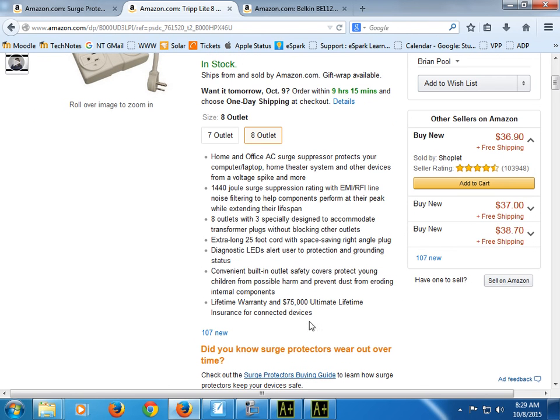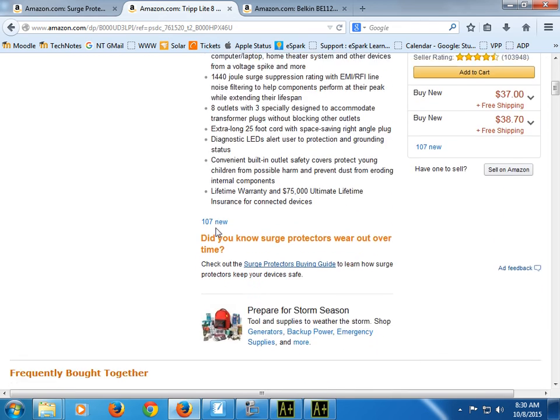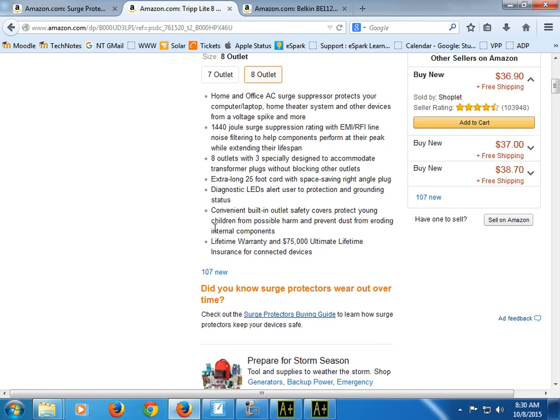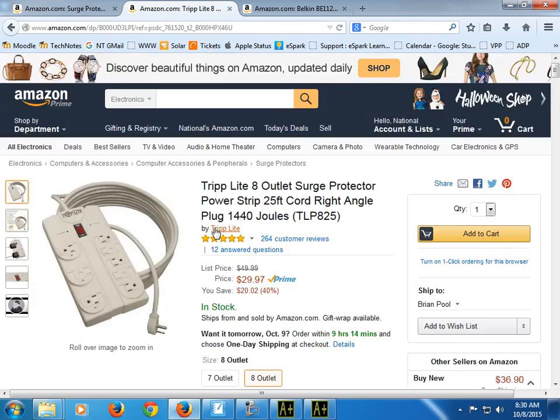$75,000 warranty, and I'll be honest, I'm paying more attention to that than anything else, because I'm getting it to really make sure I don't lose my device. But I don't see how many joules it suppresses. All of them just tell you what you want. So I guess that's the number that we're looking for. Obviously, the higher the better.